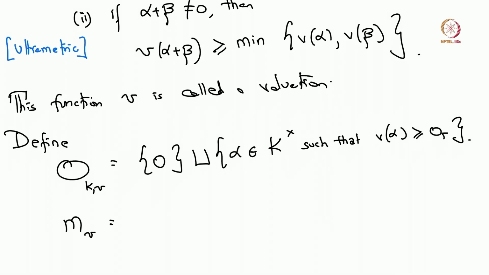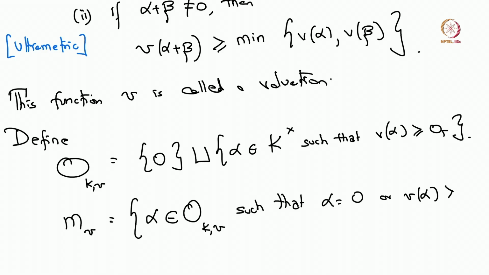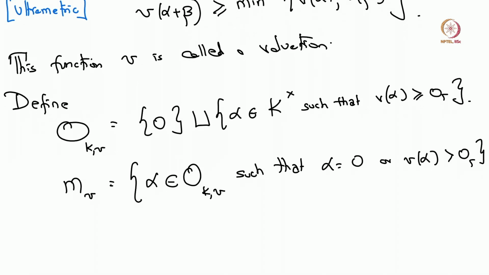And I'll define another set MV, which consists of all elements in the set OKV with the property that either alpha is 0, or if it belongs to K star, then its valuation is strictly larger than the identity element of gamma. So what we want to show is that this set OKV is in fact a local ring with maximal ideal MV.